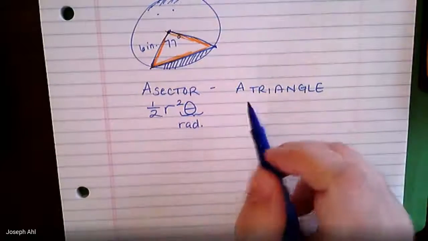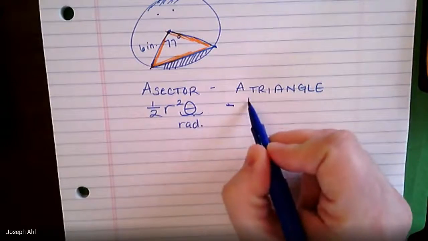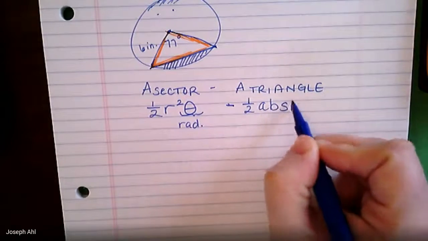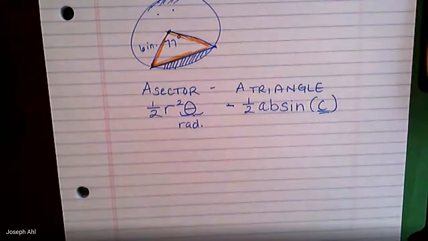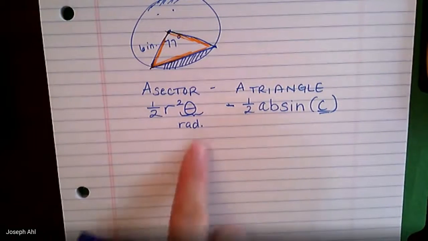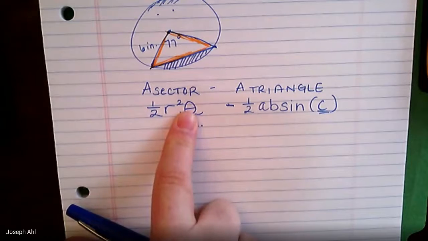Okay. Then the area of a triangle, we actually just did that, so that's kind of nice. I'm going to use the 1/2 AB sine C formula. Now, that angle that I plug in for C does not have to be in radians. So the fact that it's 77 degrees is totally fine. The only thing I have to worry about radians is theta in this case.